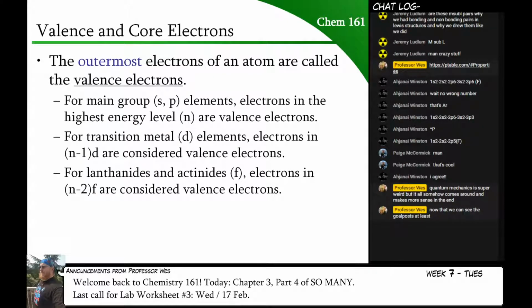So the first thing we want to talk about are what are called valence electrons. If you've taken Chem 140, you already know what valence electrons are. Valence electrons are the electrons on the outside of the atom. These are the outermost electrons that another atom would bump into and participate in bonding.